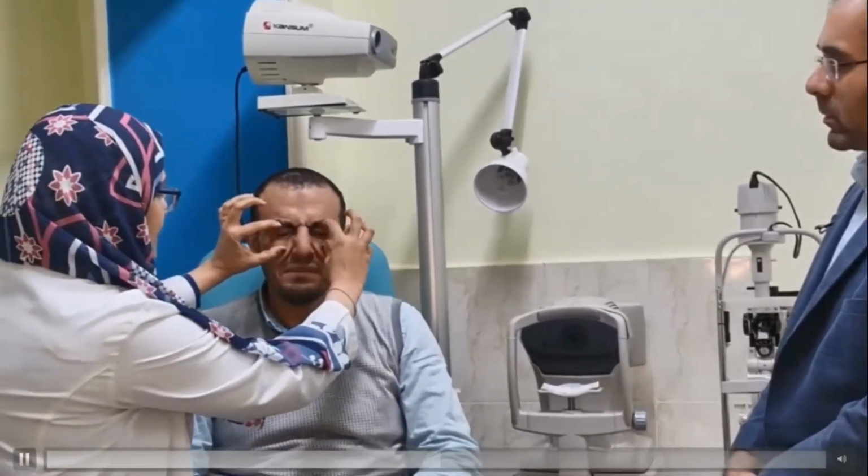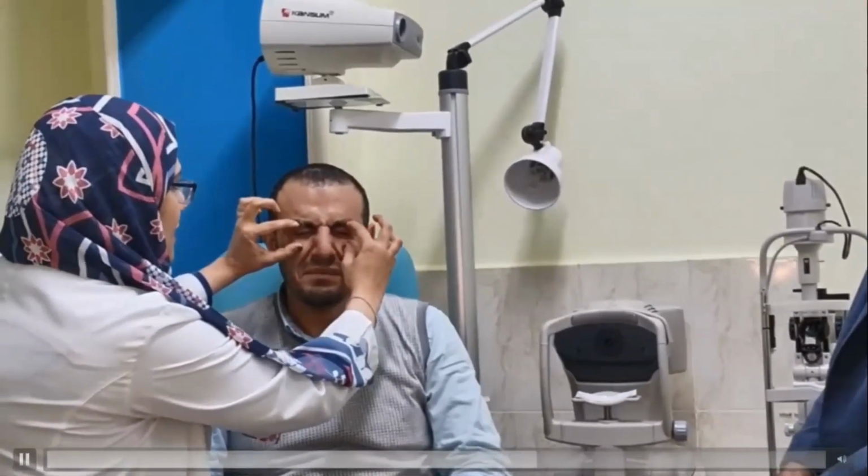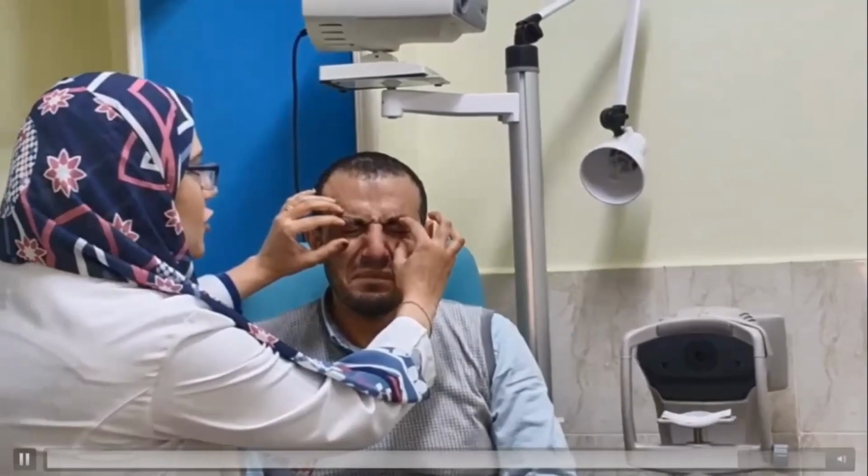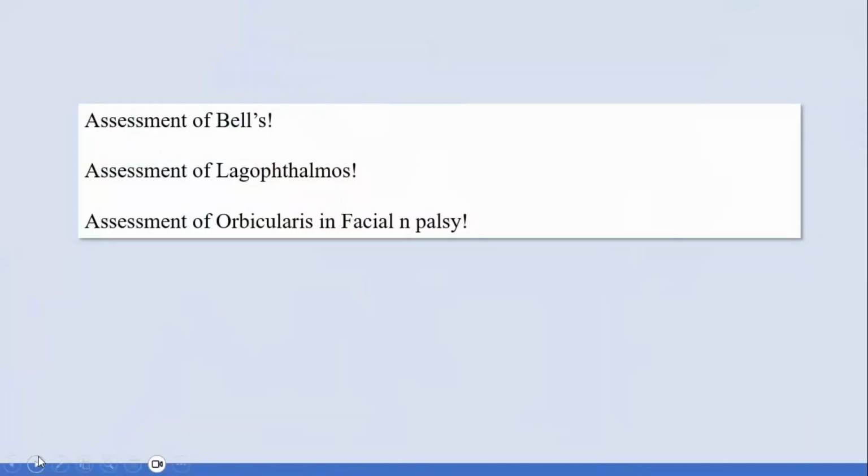Like in this video, because it was all about facial nerve assessment, ask the patient to forcibly close their eyes, and you will notice resistance to opening their eyelids. This means a good, powerful orbicularis, and you can observe the eyelashes are buried. So this means good orbicularis function. So try to appreciate the subtle differences between how to assess for Bell's phenomenon, how to assess for lagophthalmos, and how to assess the tone of the orbicularis in a case of facial nerve palsy.